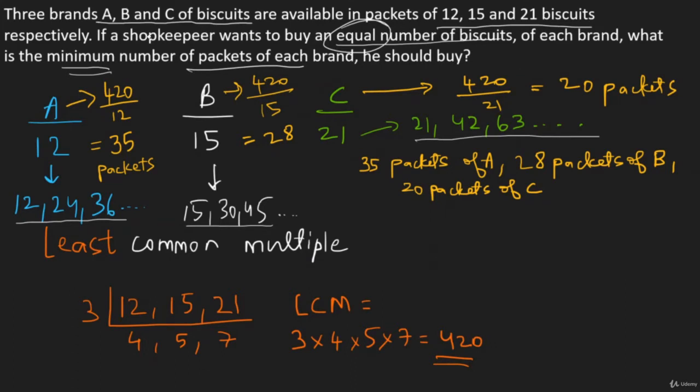Remember, if the question did not ask us about the minimum number of packets, even if he bought 70, 56, and 40 packets, still he would end up buying the same number of biscuits of each of the three types. We know what HCF is and we know what LCM is. We have already discussed how to find the HCF and LCM of a given set of numbers. Now, let's discuss how to find the HCF and LCM of fractions.